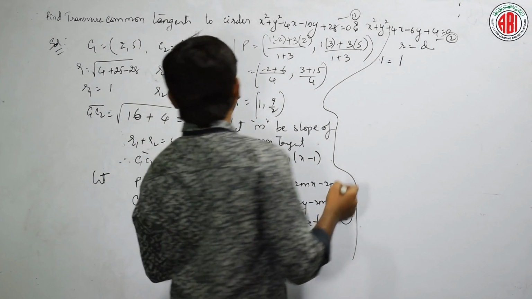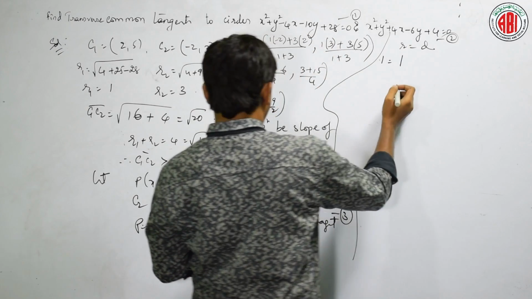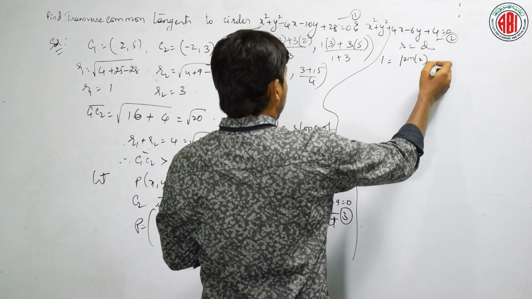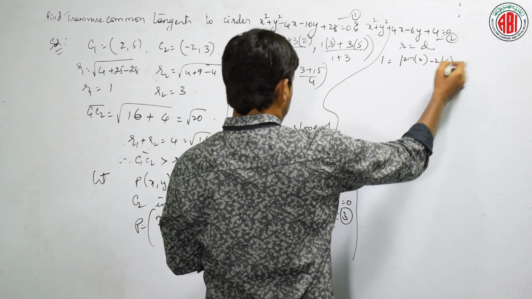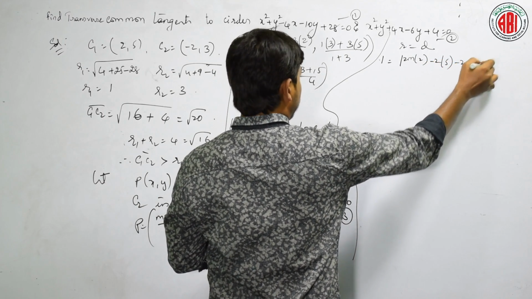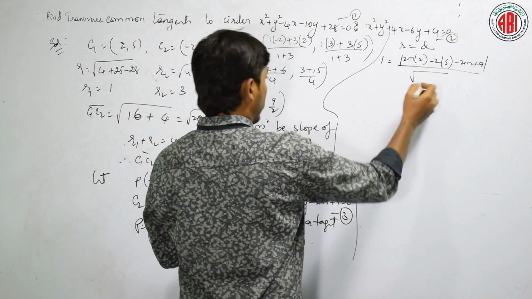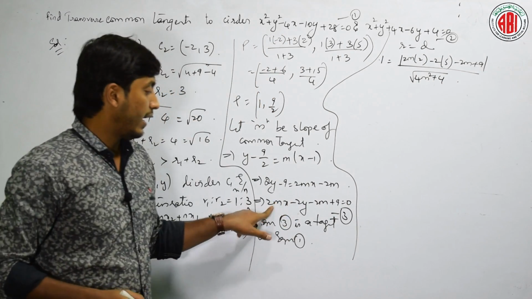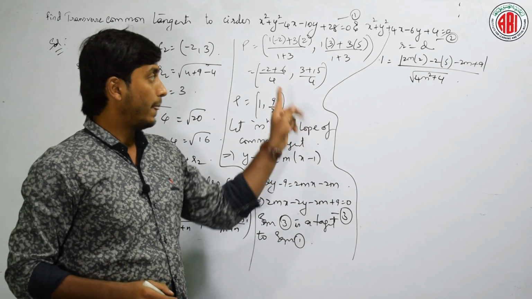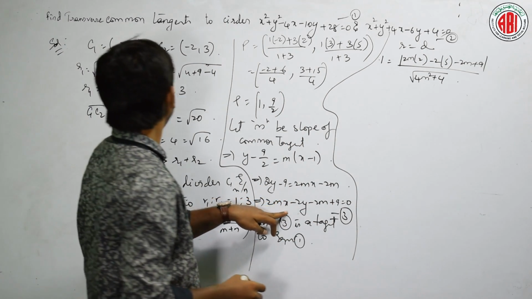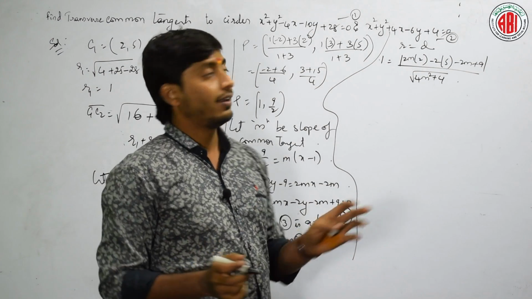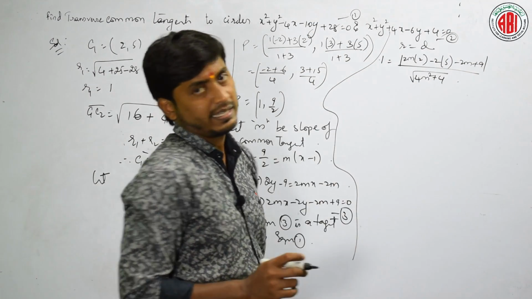So, that will be 2m into 2 minus 2 into 5 minus 2m plus 9, divided by the square root of 4m square plus 4. Yes, ax1 plus by1 plus c, that is minus 2m plus 1. The point is (2, 5) and the radius is 1. Is it done? So, let us cross multiply and simplify.